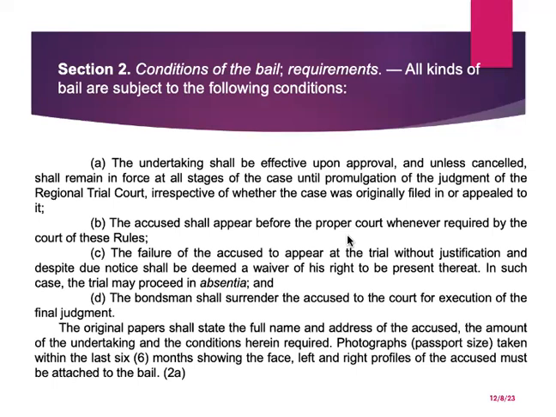So the original paper shall state the full name and address of the accused, amount of the undertaking, and the conditions herein required. Also, when you post the bail, photographs, passport size, taken within the last 6 months showing the face, and the left and right profiles of the accused must be attached to the bail. Okay? So it is the obligation of the bondsman to surrender the accused to the court for execution of the final judgment.